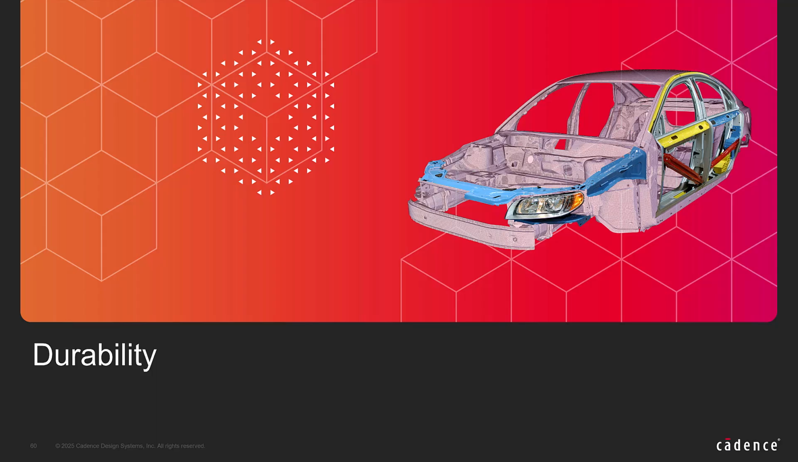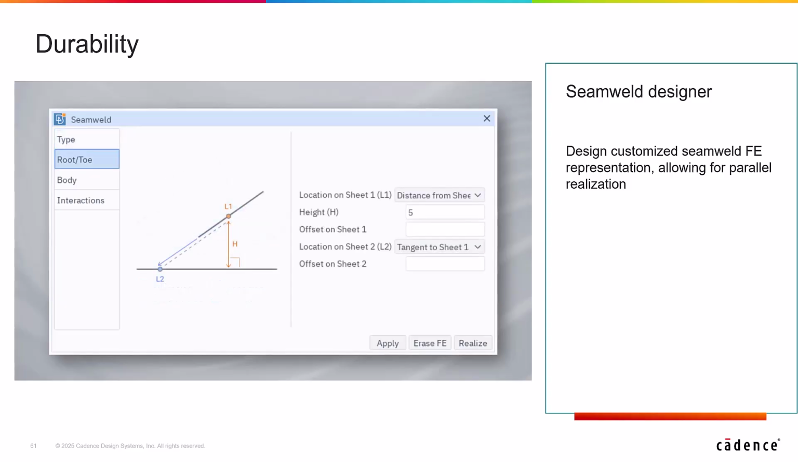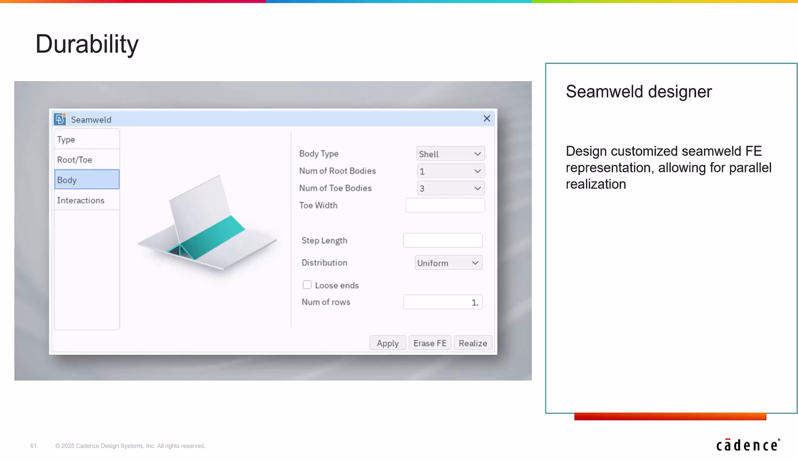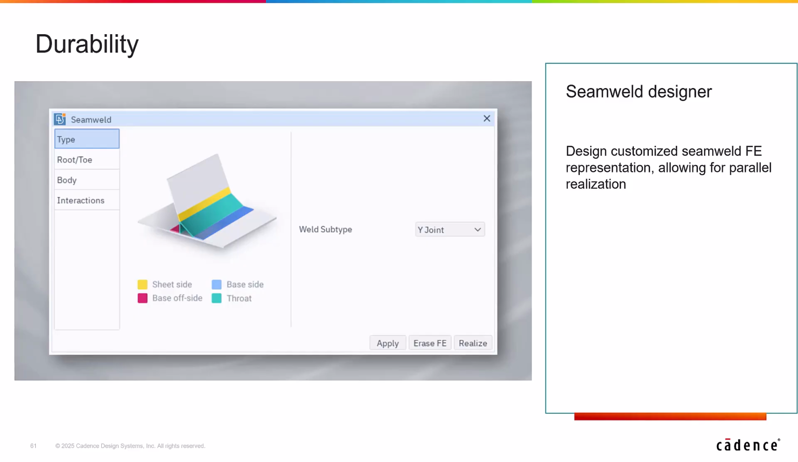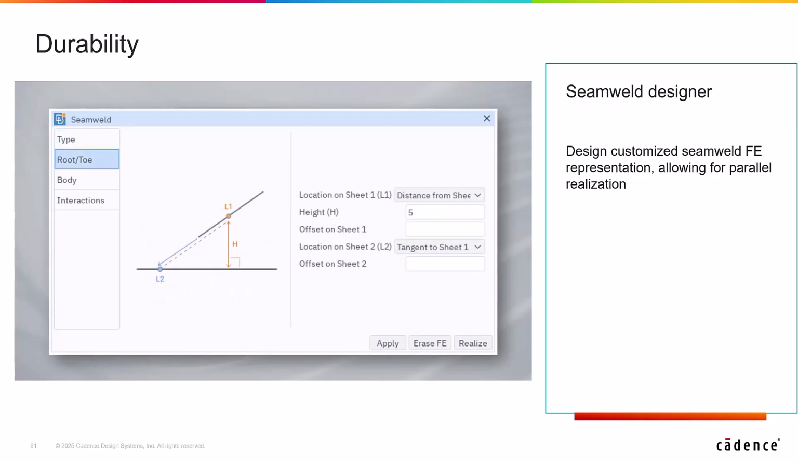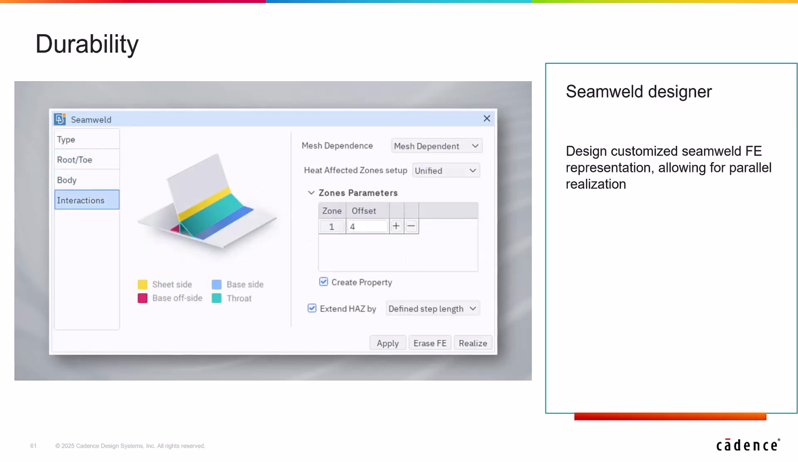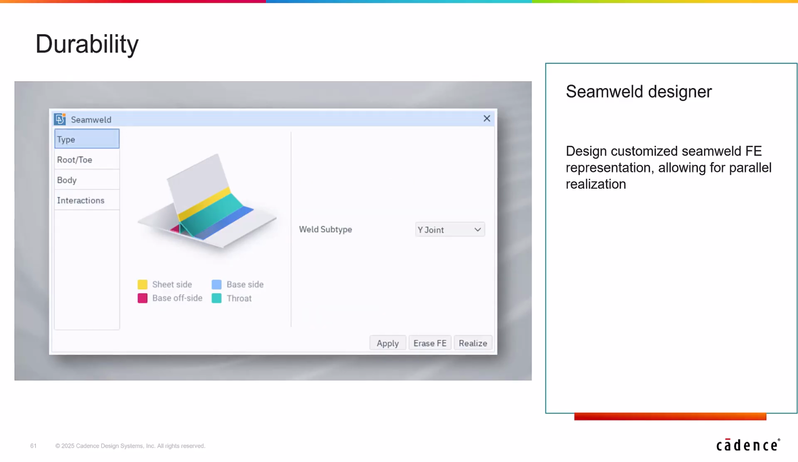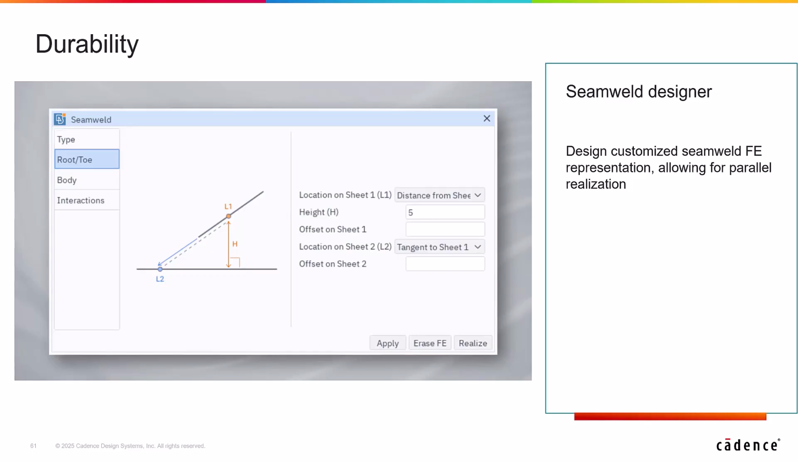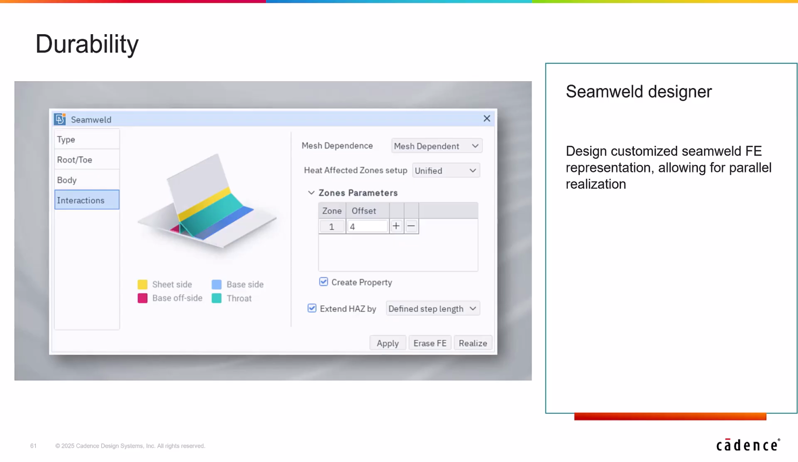Next, we'll cover updates in durability. The new SeamWeld Designer introduces a stepwise and highly flexible tool for defining SeamWeld finite element representations tailored to your modeling needs. It supports a wide range of weld types and gives users full interactive control over root and toe locations, element types, and the number of connected bodies. Crucially, it accommodates both mesh-dependent and mesh-independent representations, offering full flexibility within the modeling workflow.